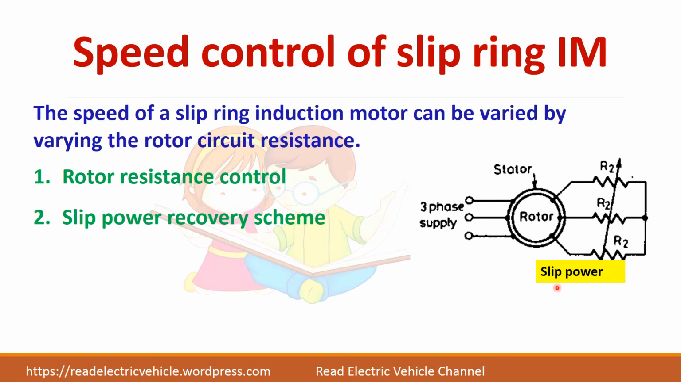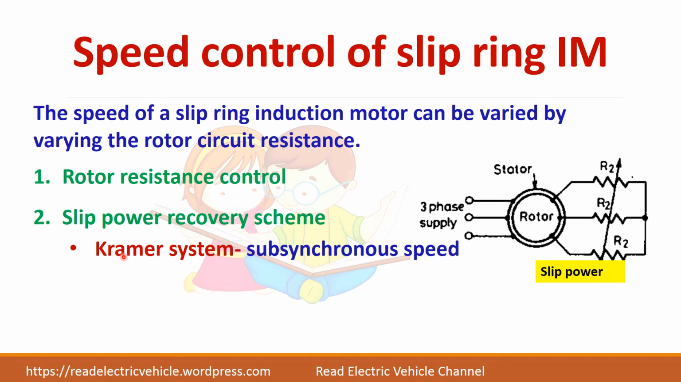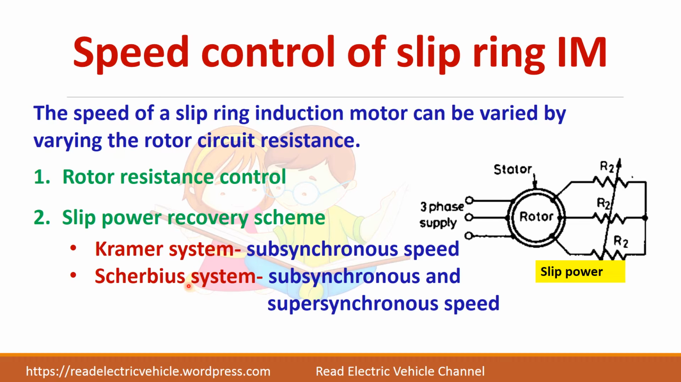So there are two techniques to achieve this slip power recovery process. That is called Kramer system and Scherbius system. This Kramer system or Kramer drive will operate in subsynchronous speed, whereas Scherbius drive can operate in both subsynchronous as well as supersynchronous speed. So in this video, we will see about the Kramer system. Already we have seen about the rotor resistance control in the previous video. I will give the link in the description. If you want to check it, you can go and click the link in description.